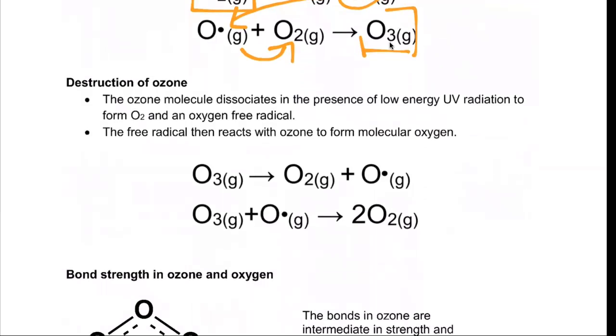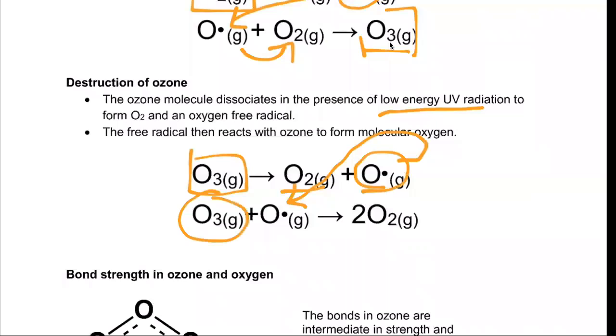It can dissociate in the presence of low energy UV radiation. So when ozone comes in contact with low energy UV radiation, it can dissociate back into that oxygen molecule and one of these oxygen free radicals. And then that radical can go and react with another ozone molecule and make two molecules of oxygen.